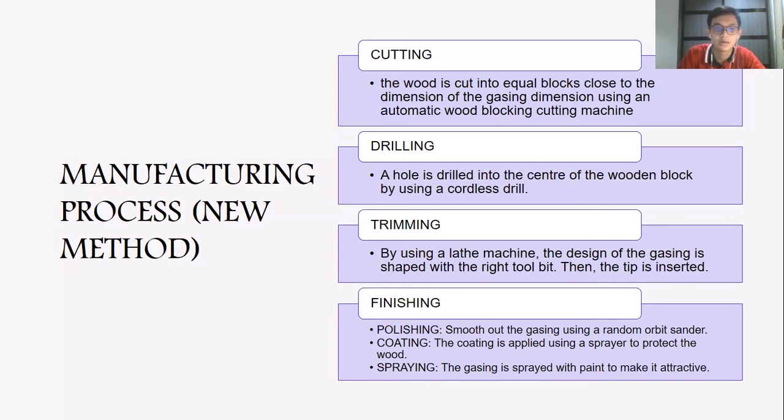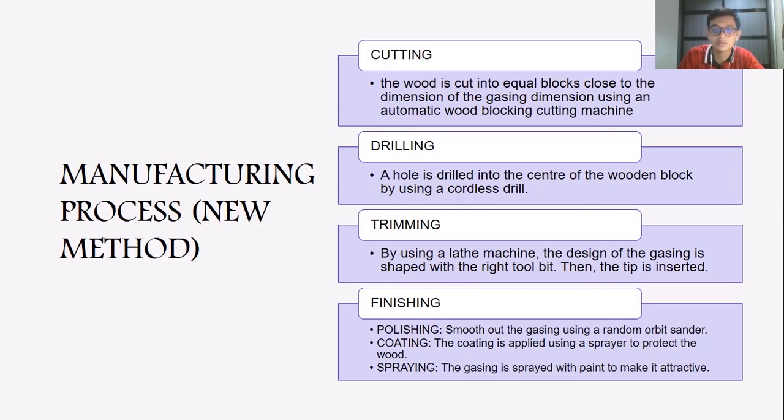Manufacturing process, new method: cutting. In the cutting process, the wood is cut into equal blocks close to the dimension of the gasing using an automated wood blocking cutting machine. The second manufacturing process is drilling. A hole is drilled into the center of the wooden block using a cordless drill.